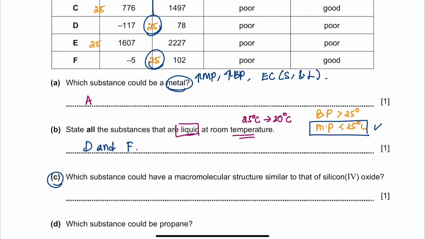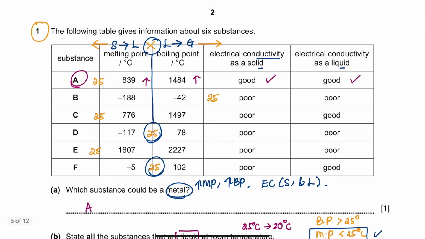Moving on, question C, which substance could have a macromolecular structure similar to the one of silicon oxide? Now, a macromolecular structure has a very high melting point and boiling point. However, they do not conduct electricity in solid or liquid state. So let's look at our table and find that information.